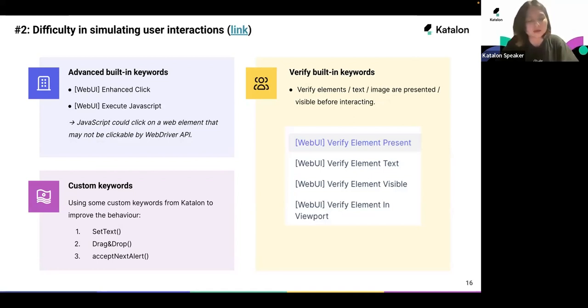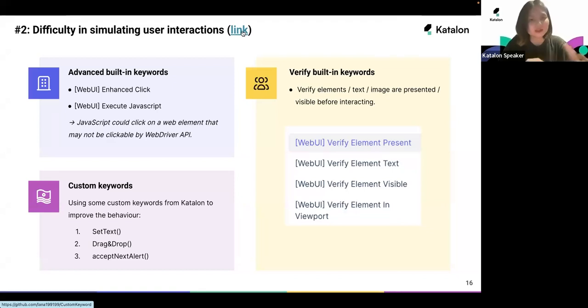And secondly, from various support cases, we observe that in most situations, the tests fail to set text, and drag and drop objects in headless mode. Therefore, our developers created some custom keywords: set text, drag and drop, and accept alert. I have a GitHub link for you guys to explore the keywords if you are interested after the webinar.